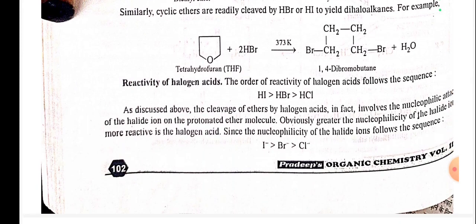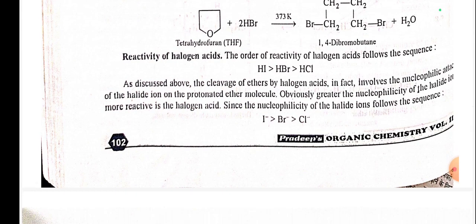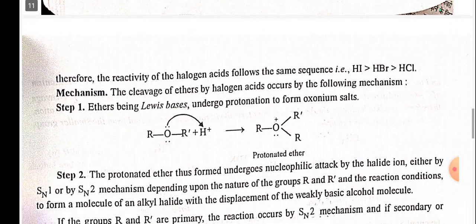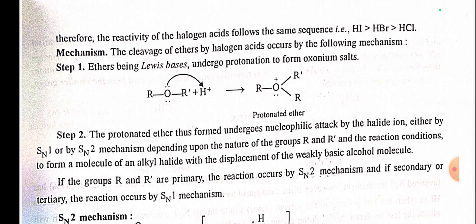The order of reactivity of halogen acids is as follows: HI, then HBr, then HCl. As discussed above, the cleavage of ether by halogen acids in fact involves a nucleophilic attack of the halide ion on the protonated ether molecule. Obviously, the greater the nucleophilicity of the halide, the more reactive the halogen acid. Since the nucleophilicity of the ions follows I⁻, then Br⁻, then Cl⁻, the reactivity of the halogen acids follows the same sequence: HI, HBr, HCl.